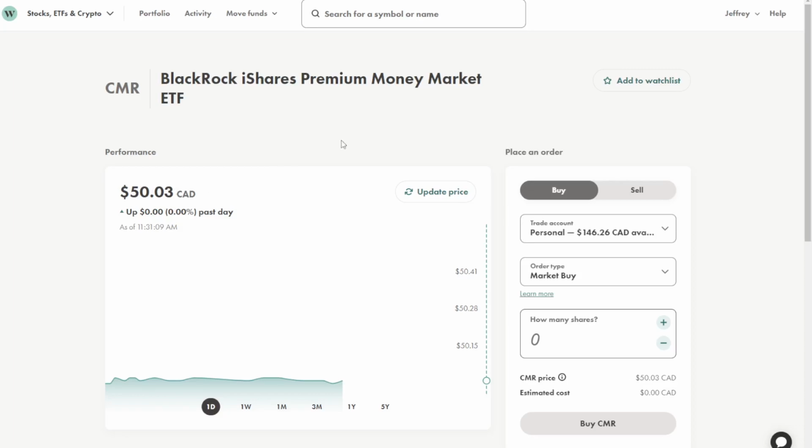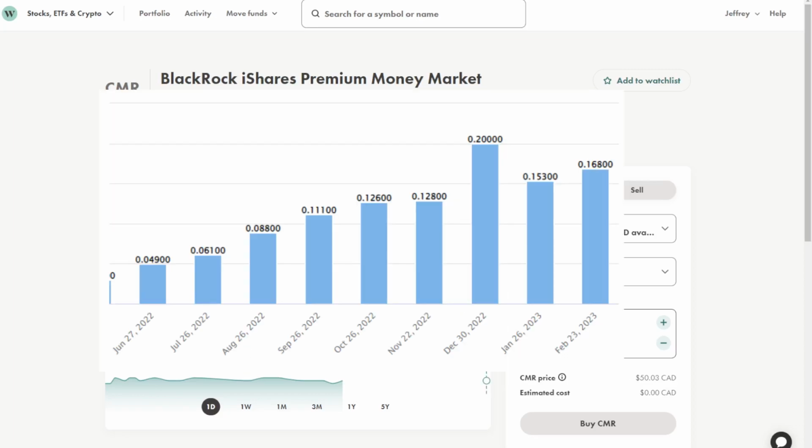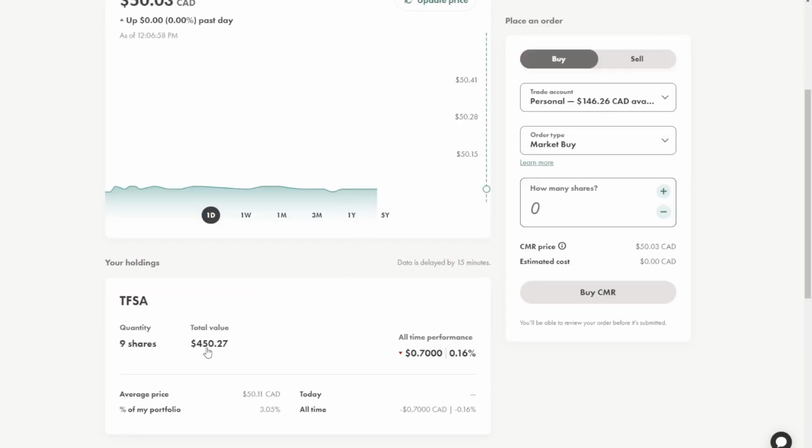Each share is about $50, and they pay a monthly distribution of anywhere between 10 and 15 cents. So I currently have $450 in this ETF with 9 shares, and I don't plan on holding this for the long term. This is more because, as interest rates are higher, this will pay a little bit more.